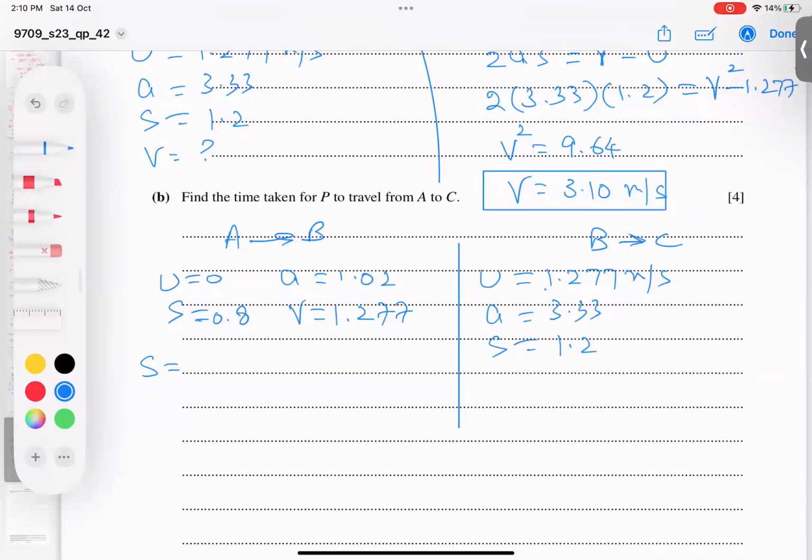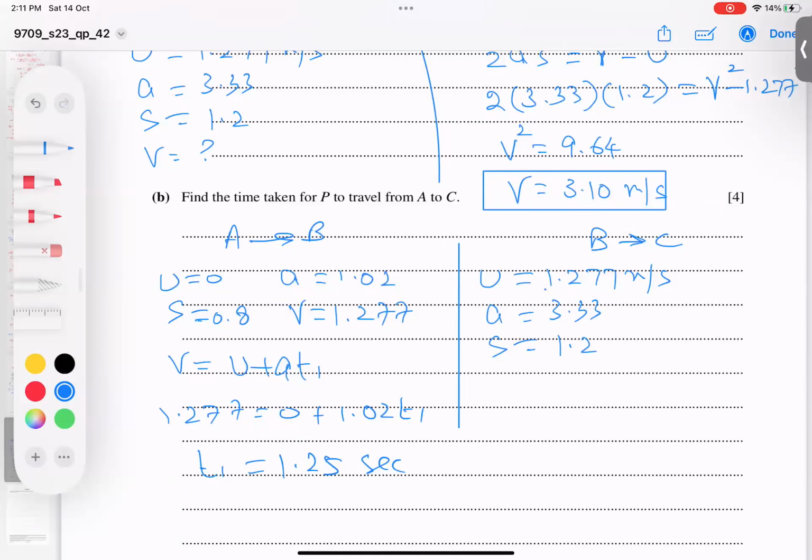So s is equal to ut plus half at square. Or I can even use v is equal to u plus at, because I have this data available. So v is equal to u plus at. For t1, v is 1.277, u is 0, acceleration 1.02, and time 1 is the target. So if I type in the calculator 1.277 divided by 1.02, the first time is coming 1.25 seconds.